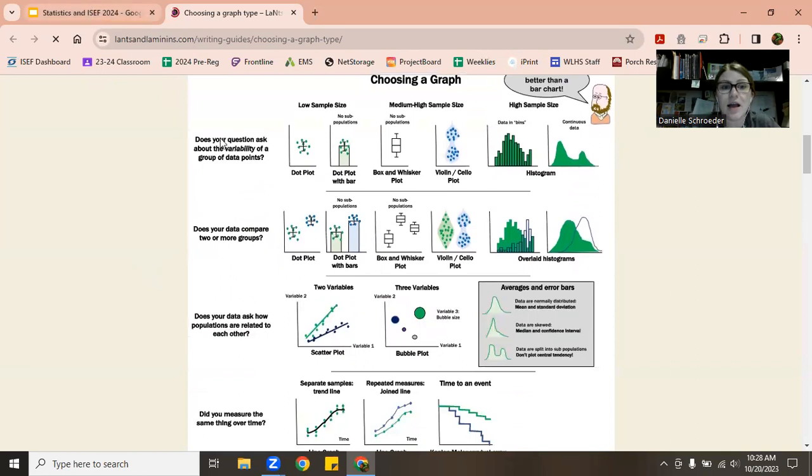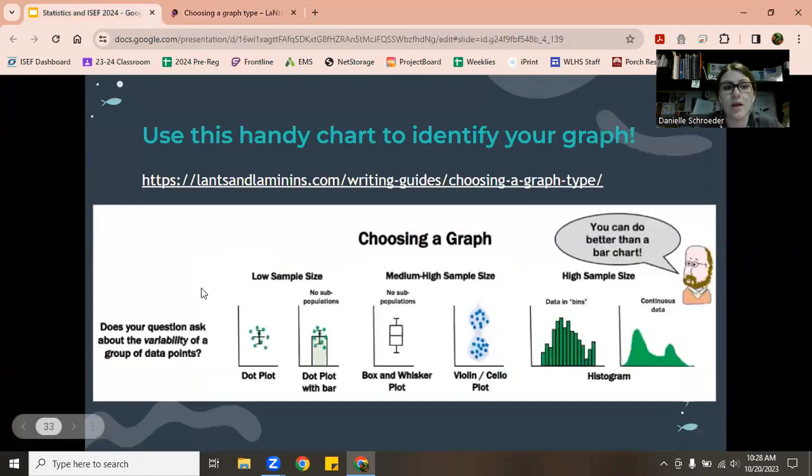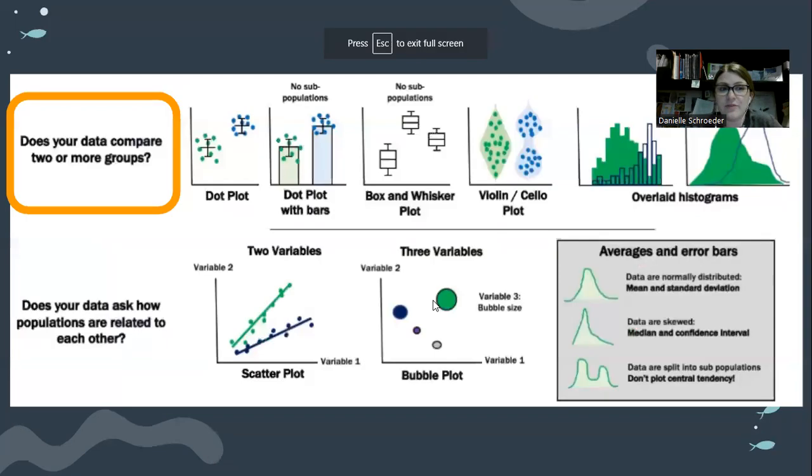On the next slides, I have broken out each of these different questions. Does your question ask about the variability of a group of data points? In our case, kind of. Does your data compare 2 or more groups? Oh, wait, that one's closer, right? We're looking at different colors of frogs and their average weights, right?